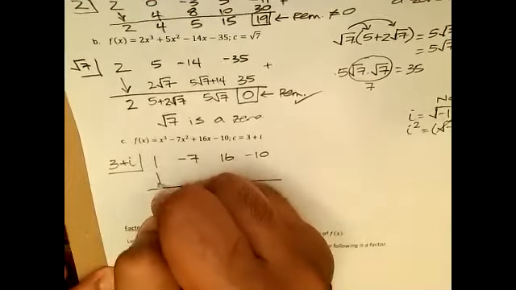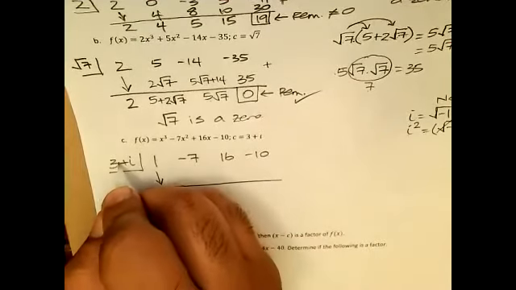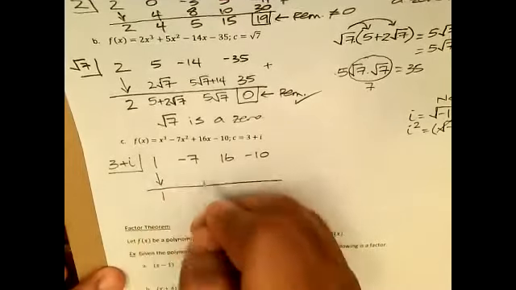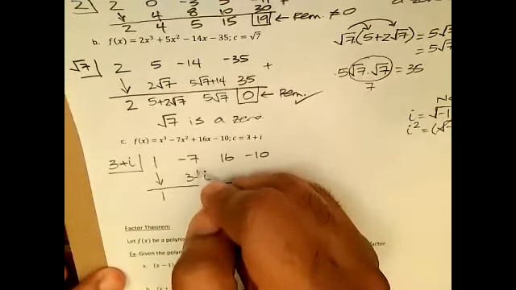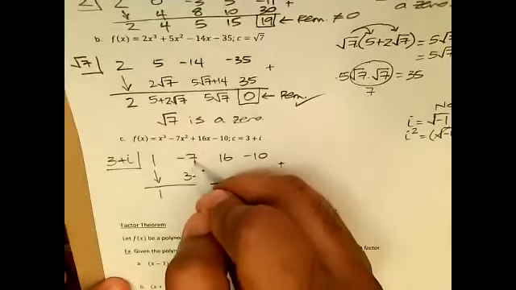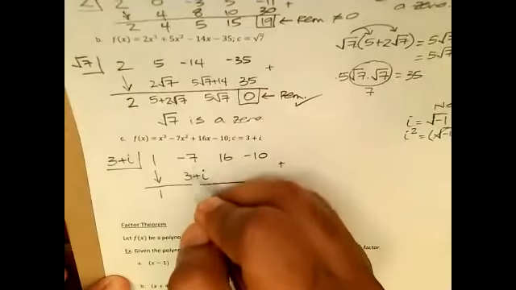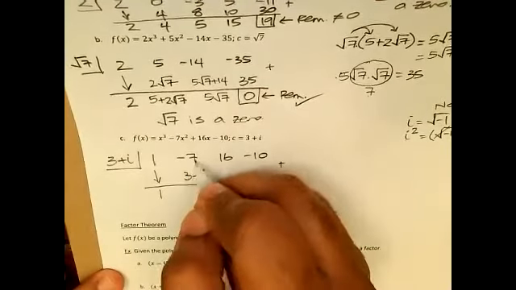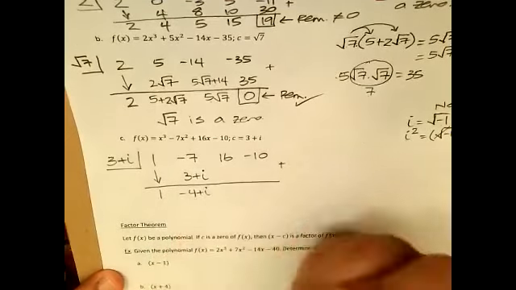All right, first I'm going to bring the 1 down. Next, I'm going to multiply 1 times 3 plus i. So 1 times 3 plus i is just going to be 3 plus i. Now I have to add these together. Remember, we add them when we do synthetic division. So -7 plus 3 plus i. So what I can do here is combine the -7 and the 3. That will give me -4 and then plus i.